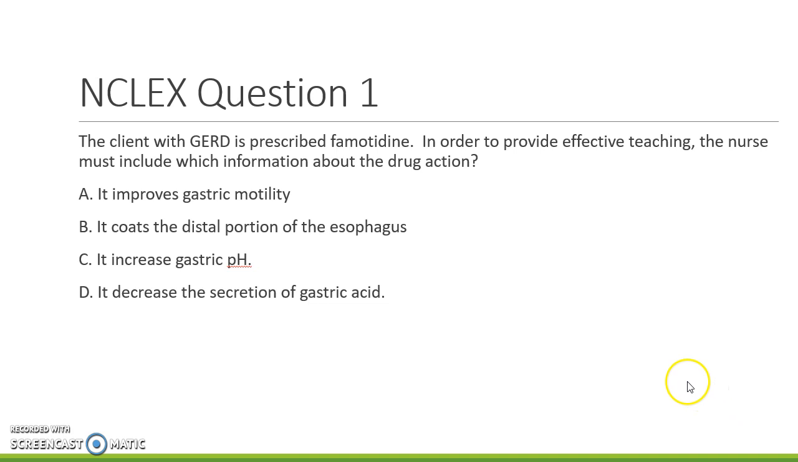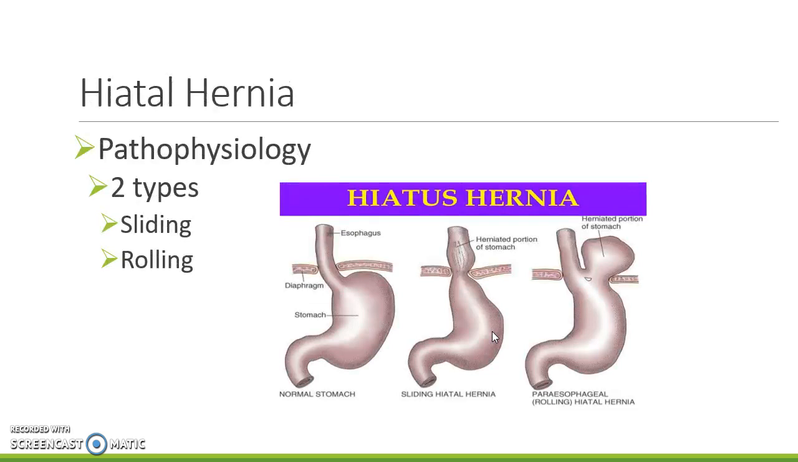NCLEX question number 1. The client with GERD is prescribed famotidine. In order to provide effective teaching, the nurse must include which information about the drug action? I will post the answers and rationale on Wednesday to all the NCLEX questions.